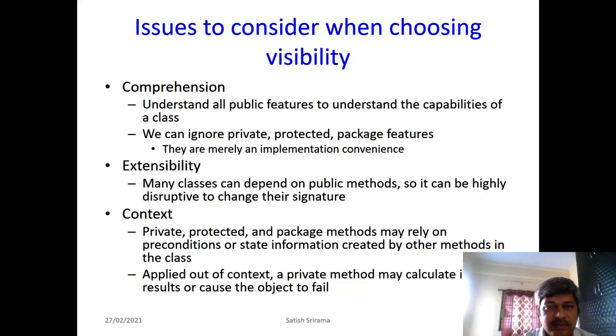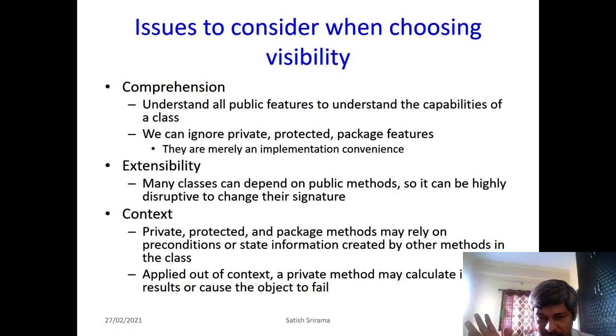Extensibility is another very critical feature when you have to consider visibility. Many classes can depend on public methods, because as we have seen, there can be several instances created from this public class, and then class variables and methods, public methods. We use them and we will be extending them. So if you change any of the syntax or signature of this class, it will have serious implications. It can be highly disruptive to change the signature. So anything which is declared as public, later don't change it so freely.